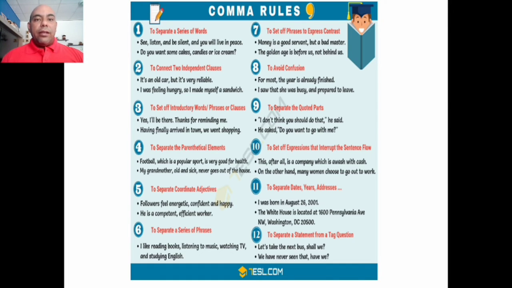The next one is to connect two independent clauses. The next one is to separate coordinate adjectives. Then to separate a series of phrases. Also, you have to separate days, years, and addresses. To separate quoted parts. And also to avoid confusion. If you remember, last year you had a speech about this, so I'm pretty sure that you are masters and experts on the comma rules, but anyhow, remember that you have a practice about this part, so just in case you forget how to use it, here you have the information, and I think it is going to be very useful for you when you're working on the book.